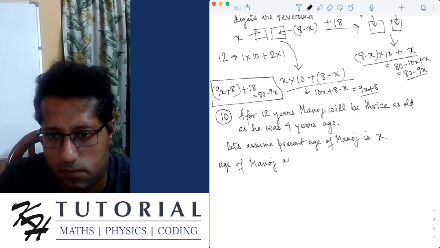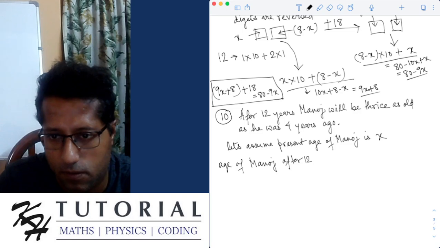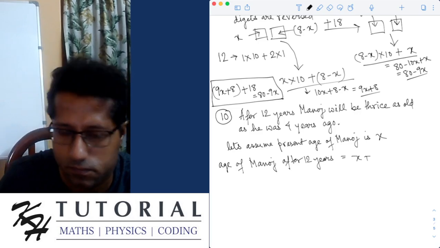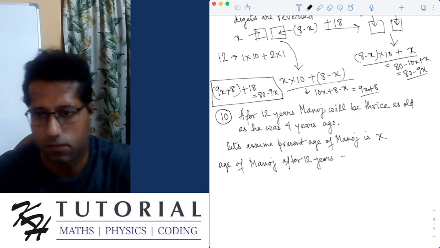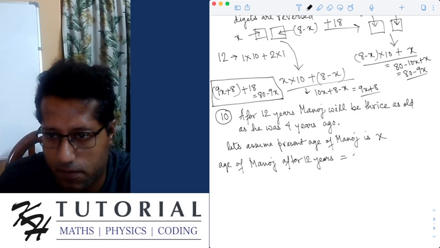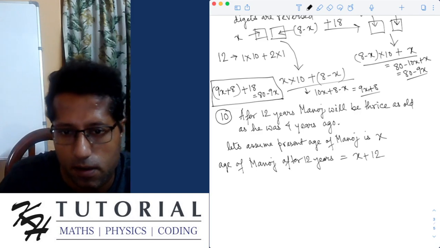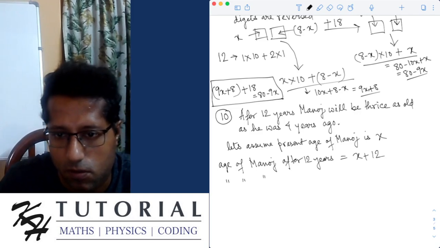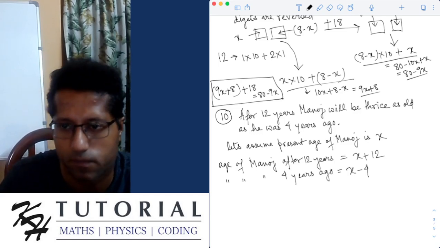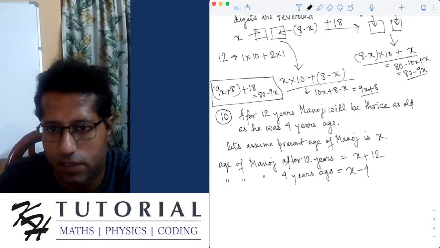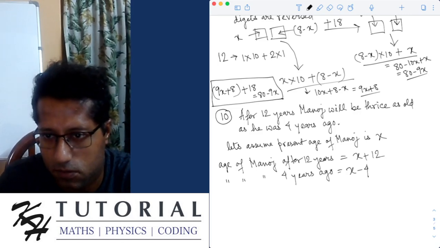So age of Manoj after 12 years is nothing but x plus 12. If the present age of Manoj is x, then his age after 12 years will be x plus 12. Okay. Age of Manoj 4 years ago will be x minus 4. So now we know that after 12 years Manoj will be x plus 12.